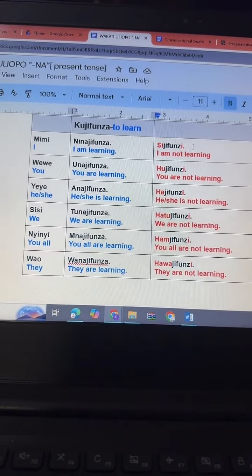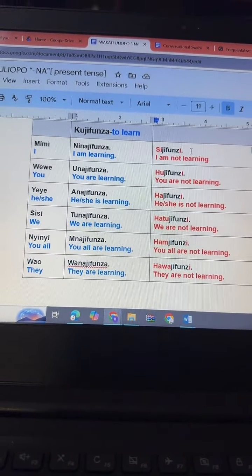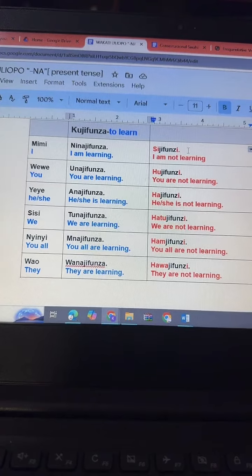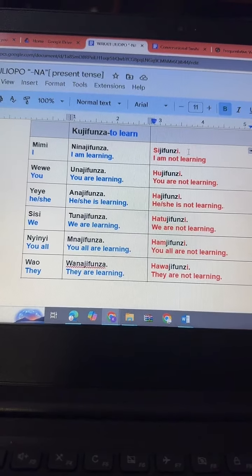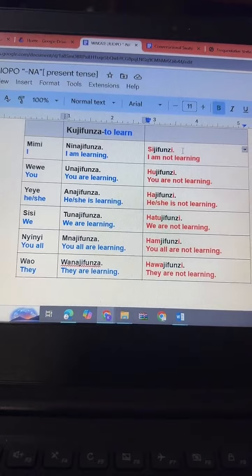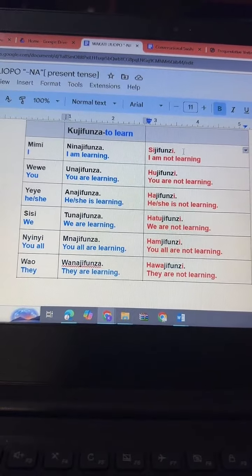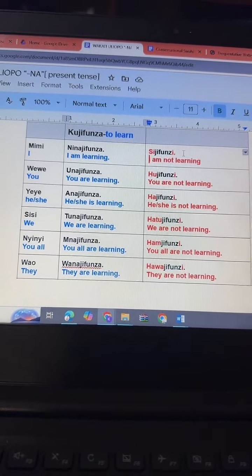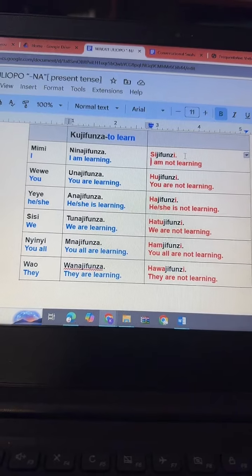Dada Franci anasema mimi ni mwanafunzi wa Kiswahili, nipo Italy. Vizuri sana dada Franci. Karibu sana katika darasa hili. Na ukihitaji msaada wote, nitakusaidia. Uko na group ama? Ndiyo, nina group mimi.